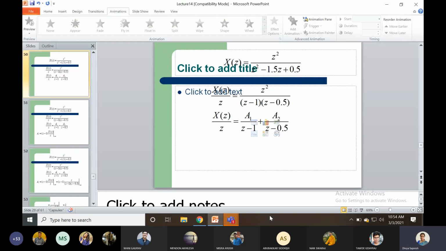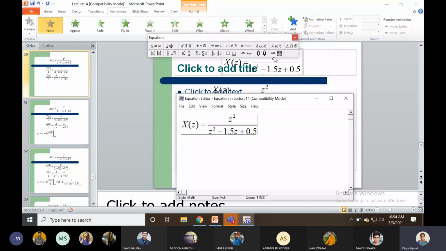Okay, that equation is wrong actually. Your actual equation is different.